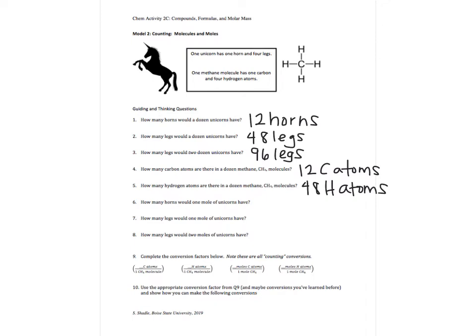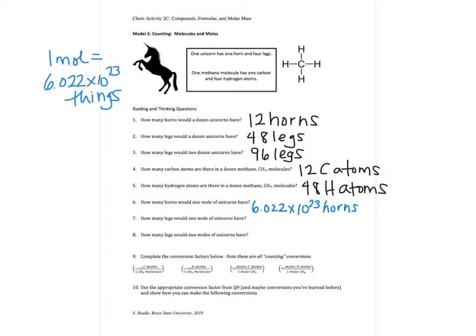Now, let's go to moles. The same kind of thinking that we've just been doing with dozens, let's think about it in terms of moles. Remember, I'm just going to write it up here, that a mole is a way of counting a large number of things. And anytime we have a mole of something, we have 6.022 times 10 to the 23rd of those things. Just like anytime we have a dozen, we have 12 of those things. So how many horns would 1 mole of unicorns have? Well, if we could write out 6.022 times 10 to the 23rd unicorns, each one has 1 horn. So we would have 6.022 times 10 to the 23rd horns.